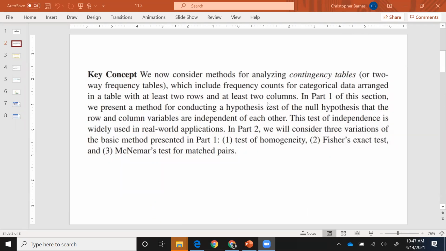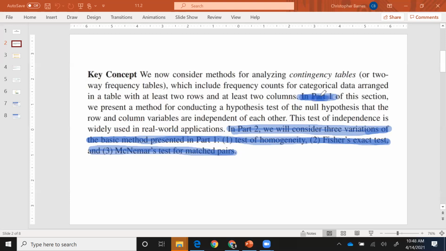In part 1 of this section, which Jasmine already said, we present the method for conducting a hypothesis test, right? In part 2, we'll consider 3 variations. I'm not going to talk about these in class, but they are on the reading handout, and they will be on the math exam, and they will also be on the handout quiz. But it's really about making sure that you're familiar with the definitions and know what they mean in the unique situation. We're not going to be doing math on these more complex versions, but we are going to be doing the math on the versions that are addressed in part 1. Do that right now.